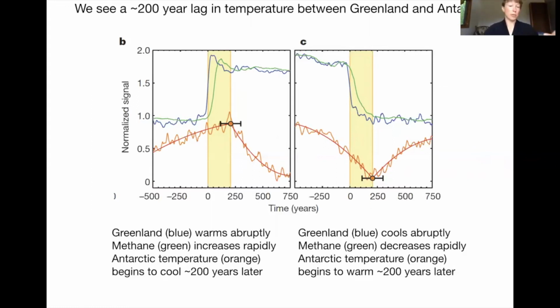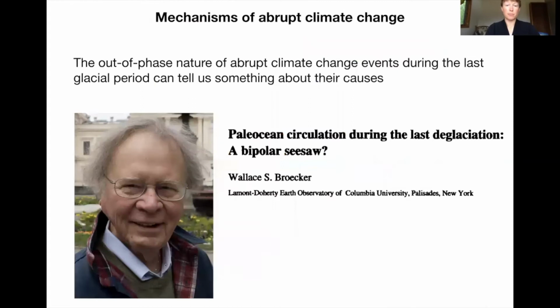So Greenland warms up, Antarctica waits a little while, and it cools down. Greenland cools down abruptly. We're talking a couple decades here. Antarctica waits a couple hundred years or so, and then it warms up. So something here is changing between the hemispheres and the way that heat is shifting around the planet. That's what we're really finding with this mechanism driving abrupt climate change.